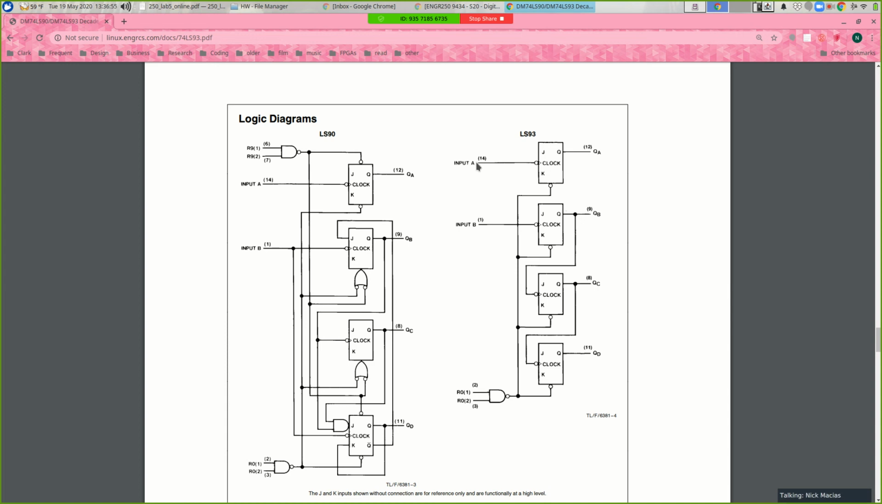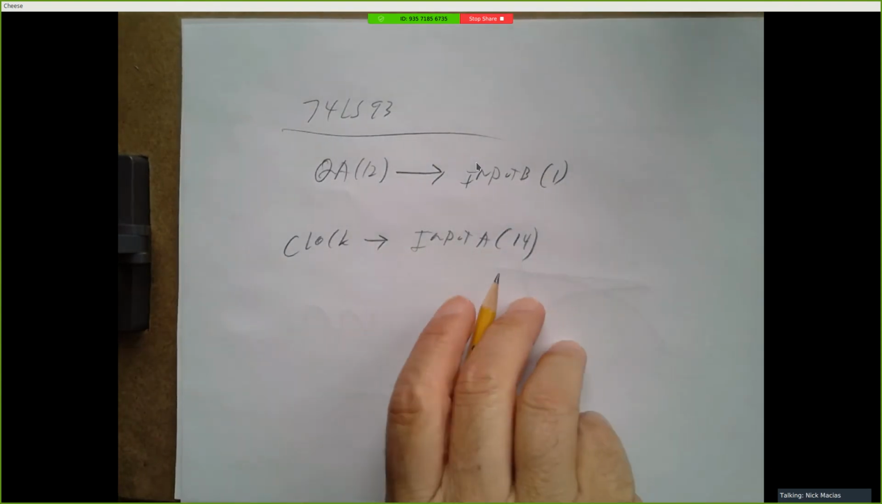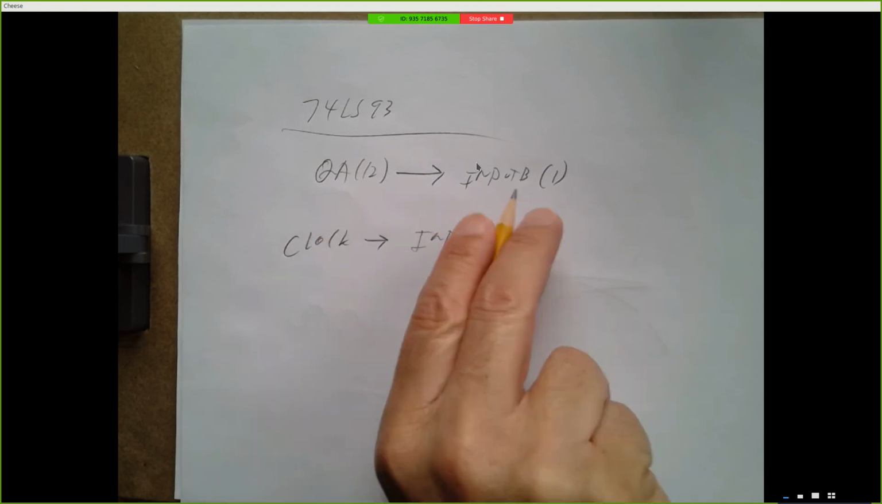So 74LS93. I'm writing this down and then I'll switch to this view. QA pin 12 should go to input B, which is pin 1, and your clock should go to input A, which is pin 14. Okay, wire it up like that. Feed your clock to pin 14 and connect pin 12 to pin 1.